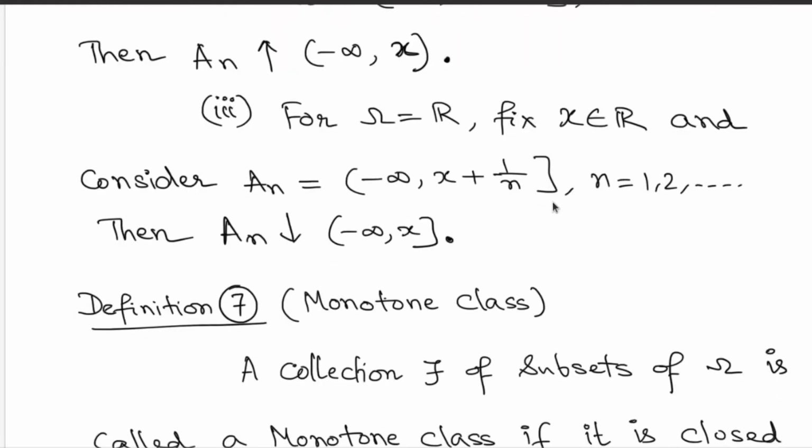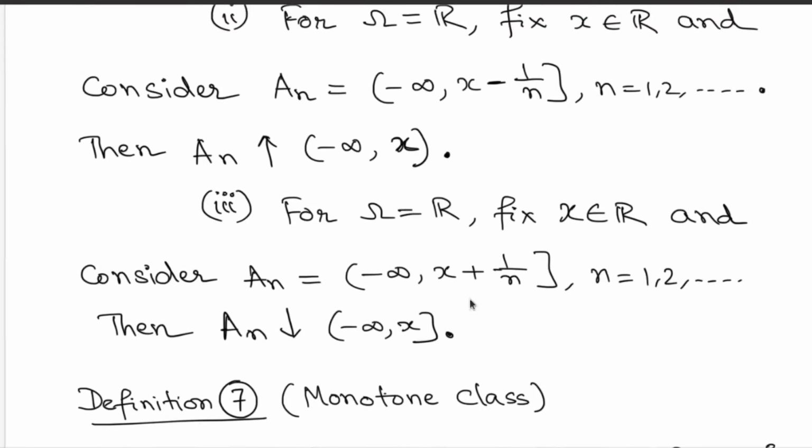In similar fashion, there is another interesting example. Here I am again fixing x, but looking at a different type of closed interval. I am taking minus infinity to x plus 1 over n, closed. For n equal to 1, you will get minus infinity to x plus 1. Then for n equal to 2, you will get minus infinity to x plus half, and so on. Now you can again check that the A_n are decreasing.